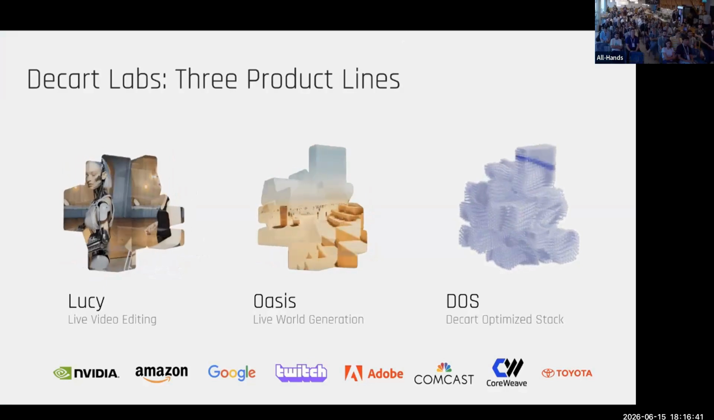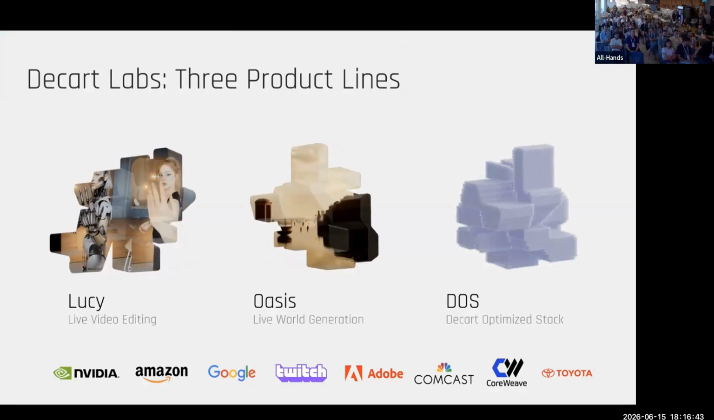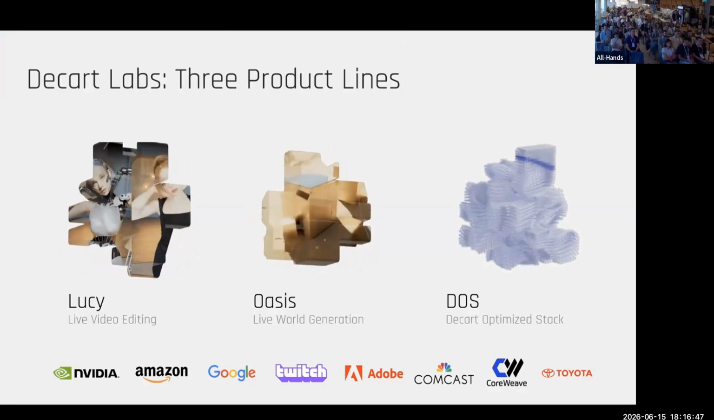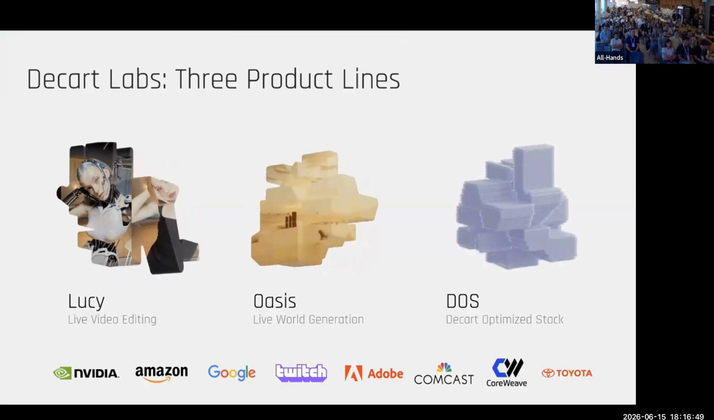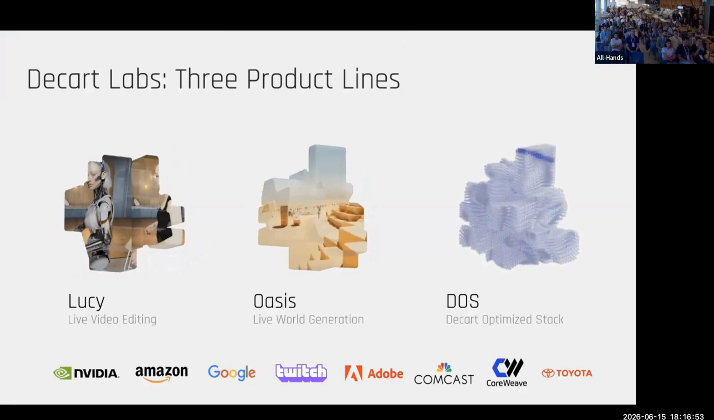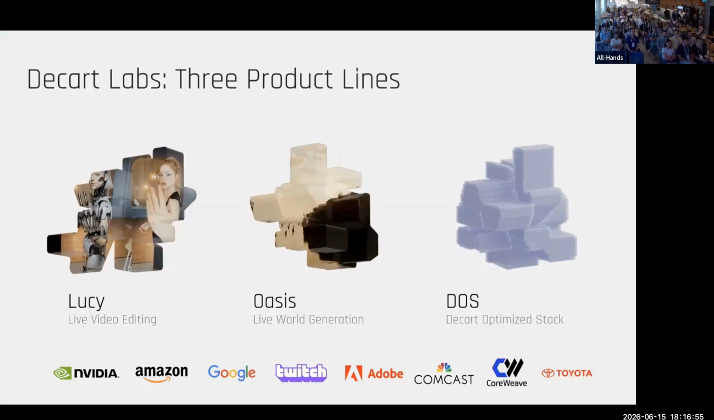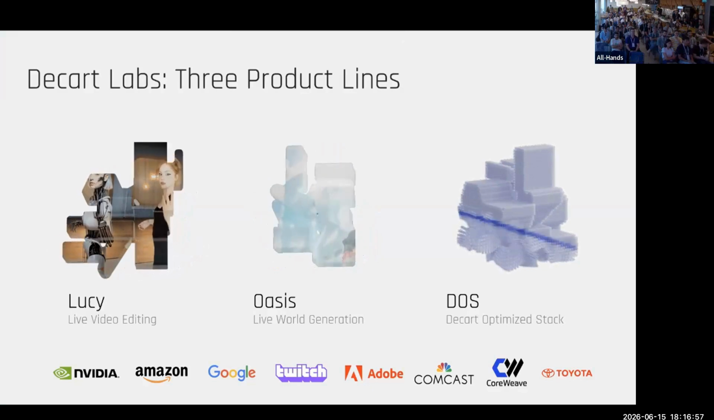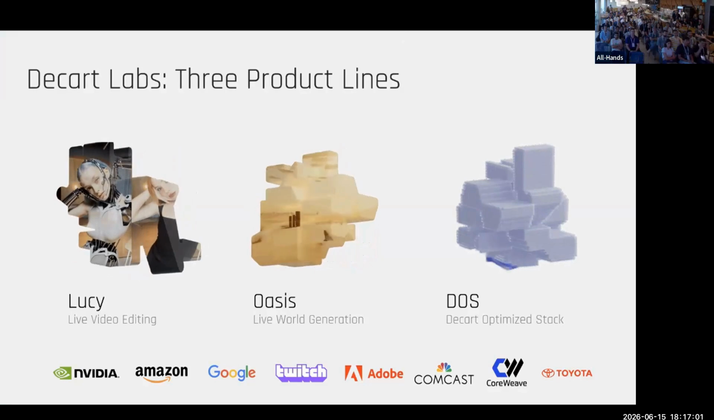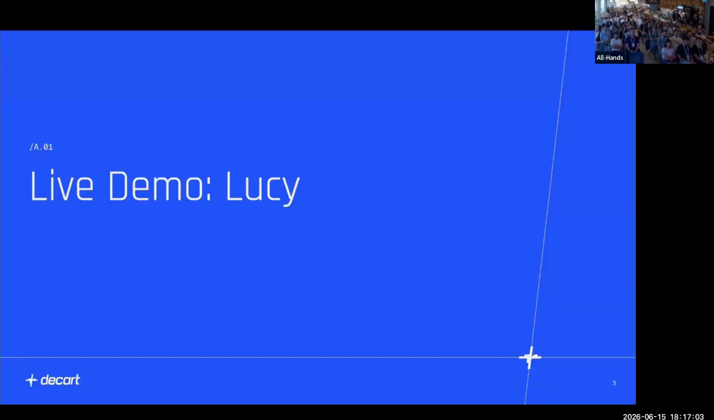The first is our model called Lucy. We'll see it in a second. It's a live video editing model. The second is a model called Oasis. It's our world model that lets you generate the entire world from scratch. And the third is we're going to touch in a bit into the Decart optimization stack, which is what enables us to do real-time video generation for both of these first 2 applications and supports a wide variety of different hardware platforms. Okay, let's start with the demo.